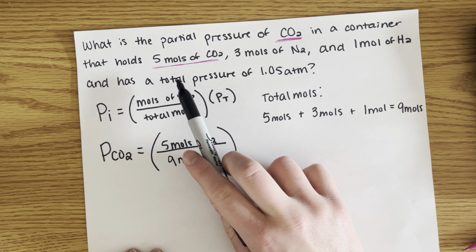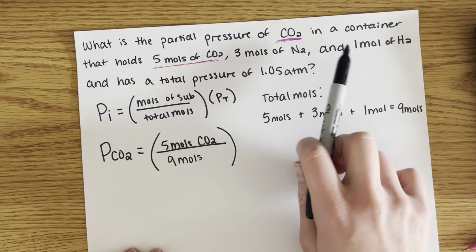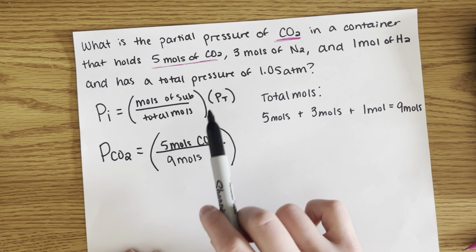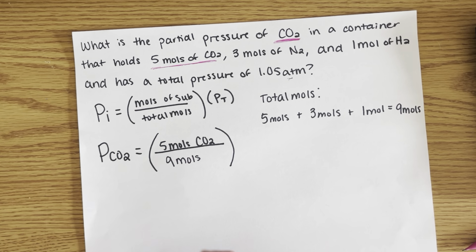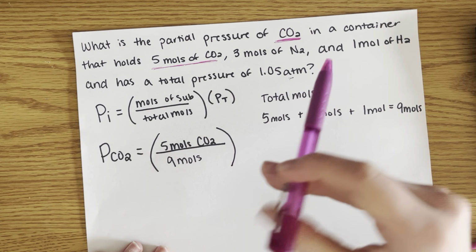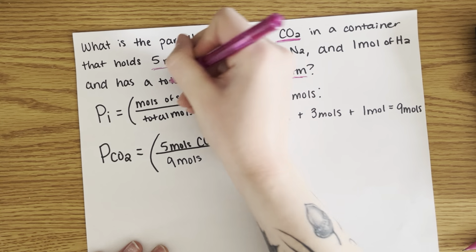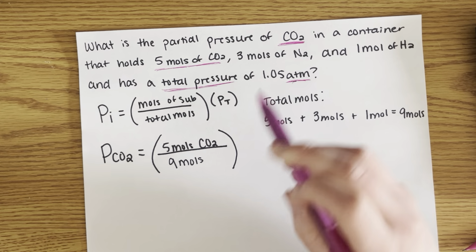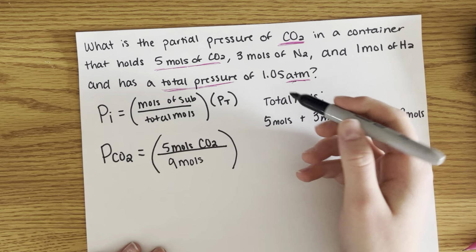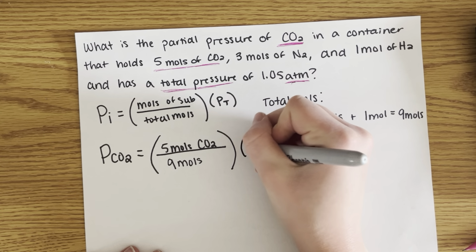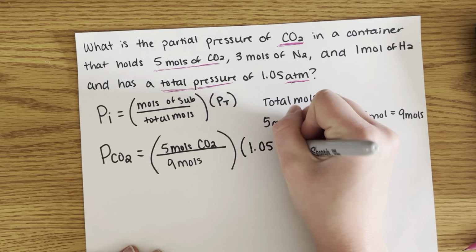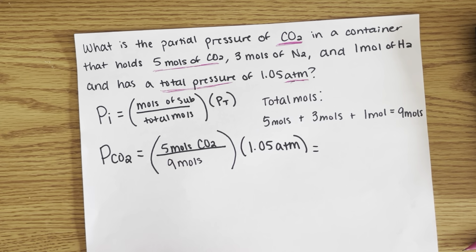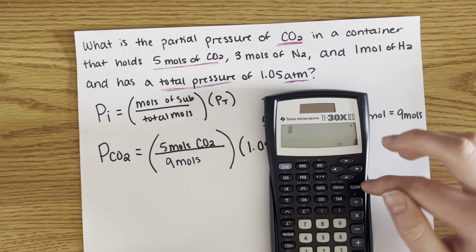So a container that holds 5 moles of CO2, 3 moles of N2, and 1 mole of H2 and has a total pressure, keyword there, total pressure of 1.05 atm. Another keyword right there would be your unit of atm. So these are 2 key points that are going to point you towards your total pressure. So our total pressure is 1.05 atm. So that would go in the total pressure slot.